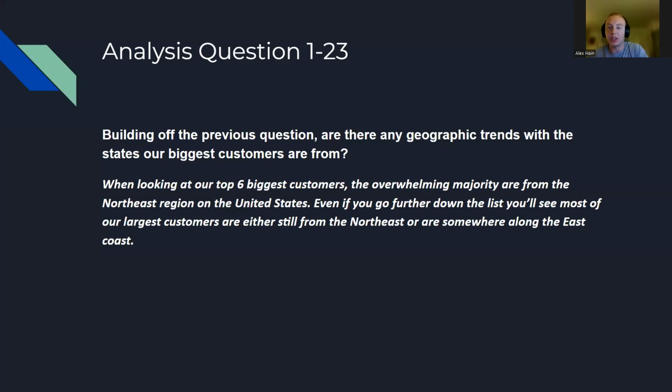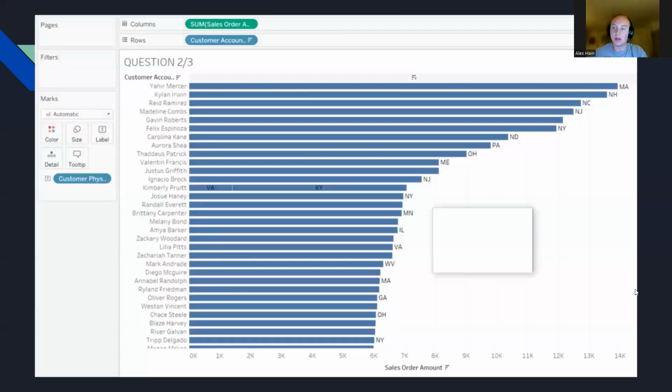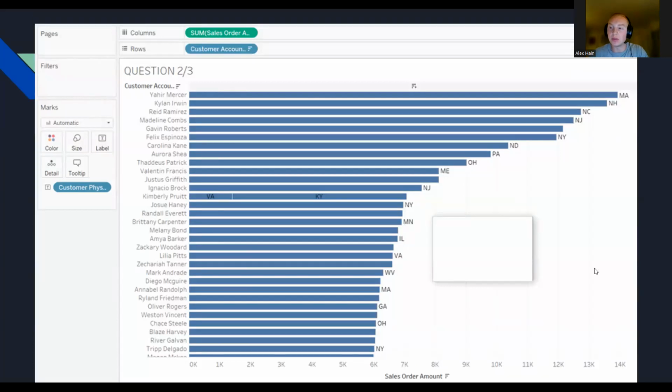So were there any geographic trends with the states that our biggest customers were from? When looking at our top six biggest customers, the overwhelming majority are from the Northeast region of the United States. And if you go even further down the list, you'll see that most of the large customers are either still in the Northeast or somewhere along the East Coast. There are a few Midwest, West Coast scattered in there, but for the most part, it stayed relatively towards the East Coast. This is that same visual again that I used for those two questions.